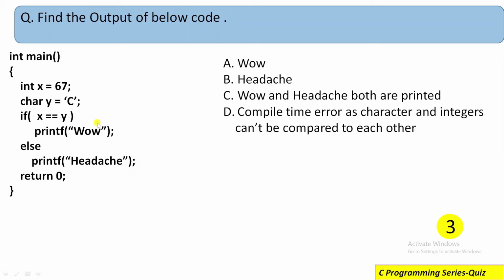So here is our next MCQ. In this MCQ, we are given two variables x and y. X is of integer type and y is of character type. Inside x, we have 67. Inside y, we have a character c.